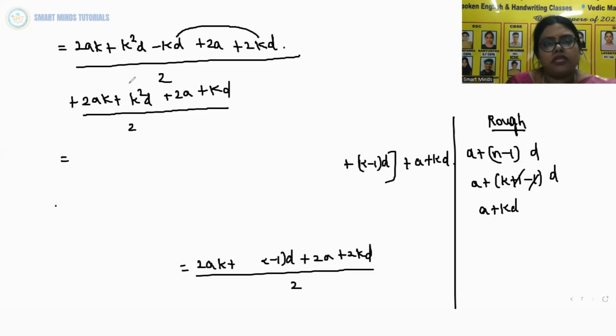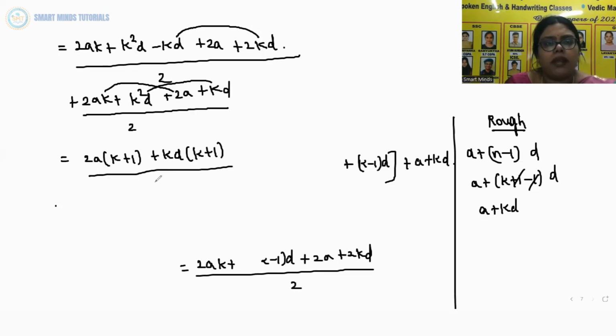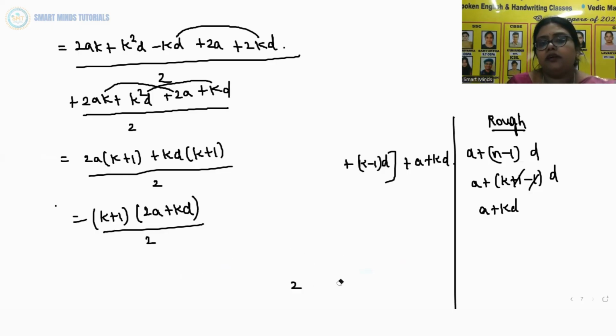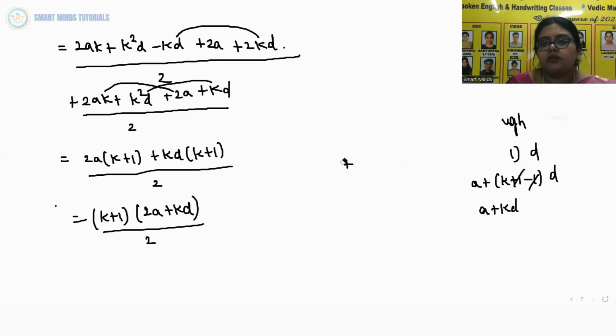Now that is from these two terms, if I take 2a common, we get (k + 1). And from these two terms, if we take kd common, we will get (k + 1). So (k + 1) in one bracket and then (2a + kd) in another bracket, by 2. Now over here, but still we did not get the RHS of the question. So what do we have to do here?